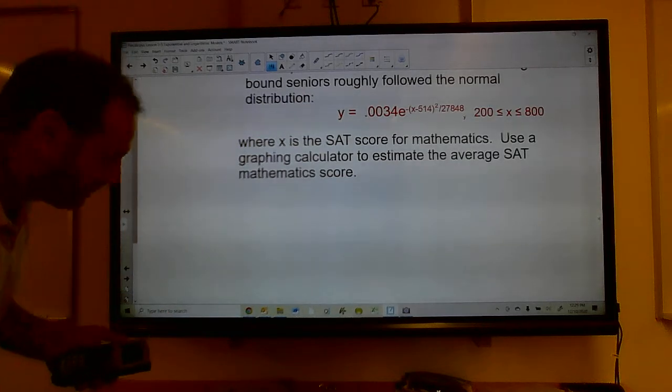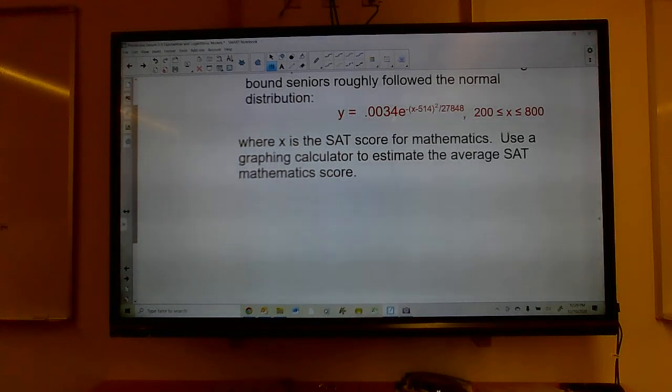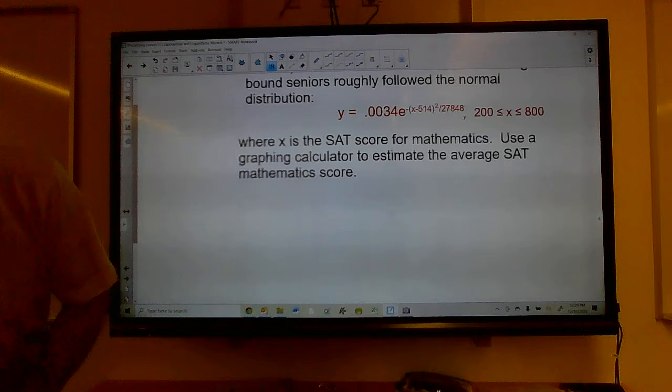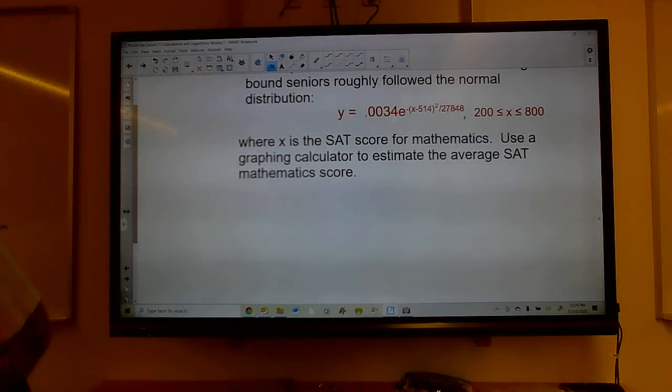Okay, now my x's, so I'm going to have to go to my window key, and I need my x min to be 200 and my x max to be 800, and I'm probably going to count by 50s on that, so my x scale is going to be 50. All right, then I need to figure out what my y's are going to be. Now these are going to be really tiny here, so let's go 0 to 1 and see what happens. Count by 0.1, and I hit graph.